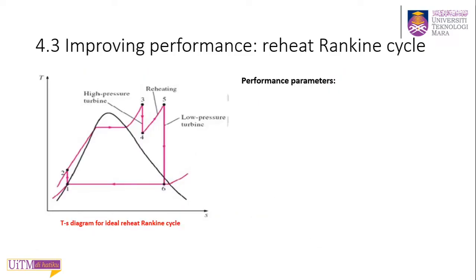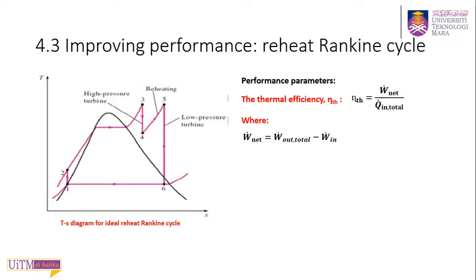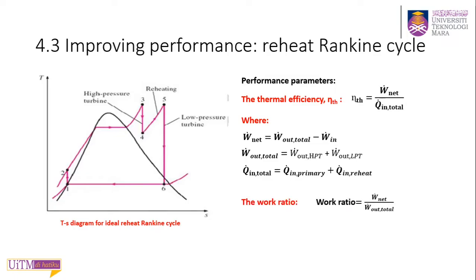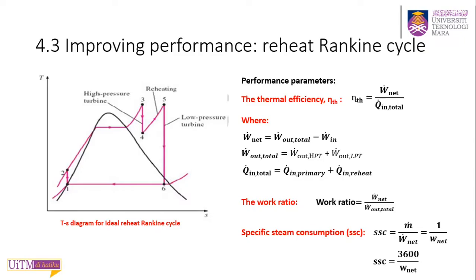For performance parameters, to calculate the thermal efficiency for the cycle, we can use the following equation. Now, work net here is equal to the total work output minus the work input. For total work output, since there are two turbines, the total work output is the addition of both turbines' work output. For total heat added, we must add both primary and reheating heat addition processes. For work ratio, it is the net work output divided by the gross work output. For specific steam consumption, we can use the following equations depending on the units provided.